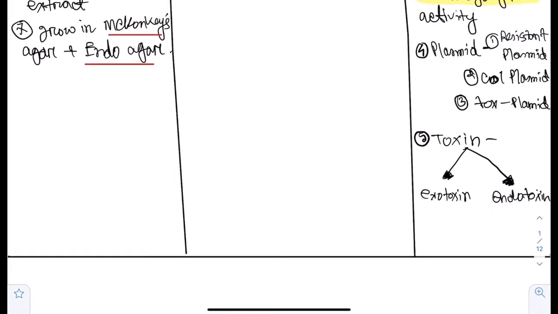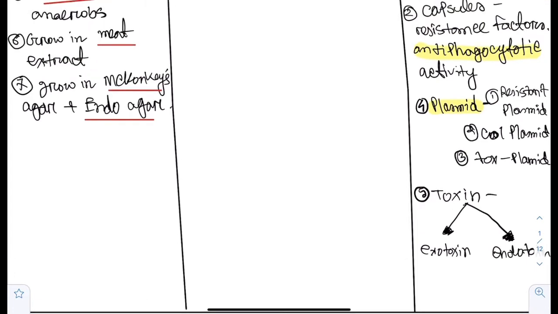Then there is the plasmid. This plasmid has three kinds of features: the resistance plasmid, the col plasmid, and the tox plasmid. Resistance, as we have seen, gives resistance against the host cell's defense mechanism.